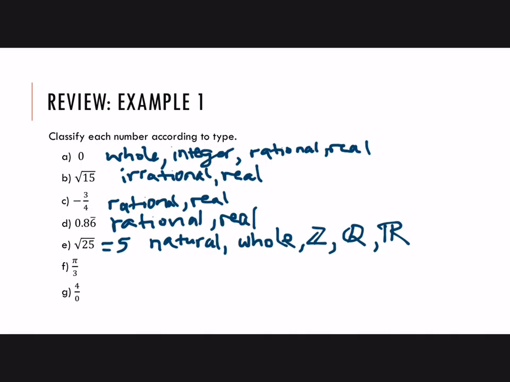Pi over 3. This is a fraction, so it's tempting to say that this is rational, but remember that the numerator and denominator both have to be integers, and pi is not an integer. So this is irrational, and also real. And then the fraction 4 over 0, it is a fraction of integers, but it's not rational because the denominator is 0. So that was another one of those requirements, that the denominator not be 0. This one is not real, and so it wouldn't belong to any of the other subsets of the real numbers.